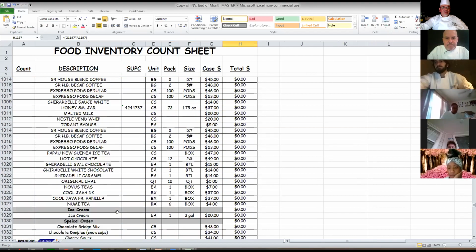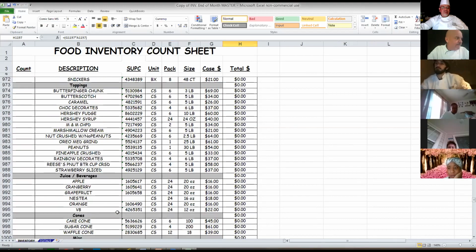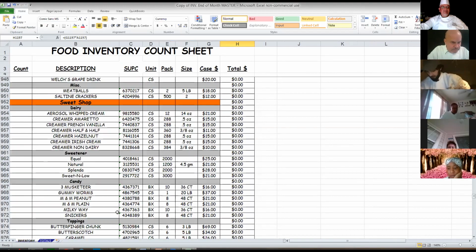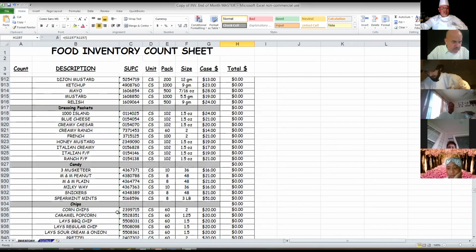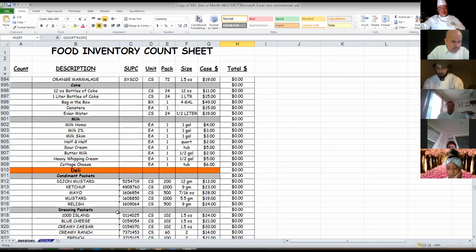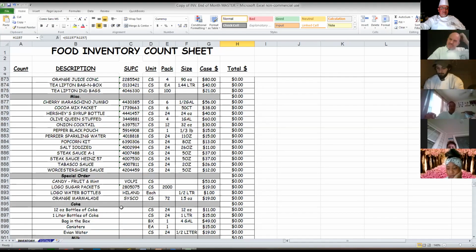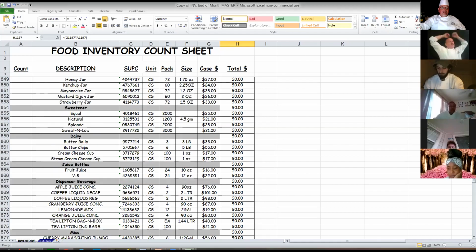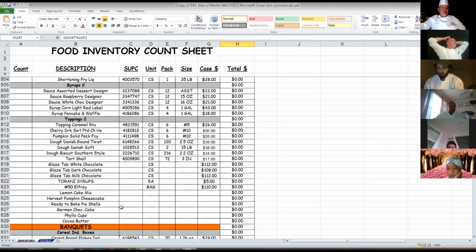Okay. Here on this inventory, there is a slot for the chef's office. Let me see if I can pull it up. The chef's office, where we kept all the expensive items that were not in the kitchen, your vanilla beans, your alcohol, your liquor, all those kinds of things. Let me see if I can find it.